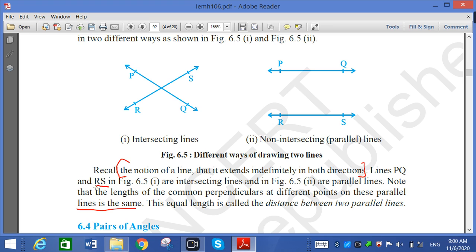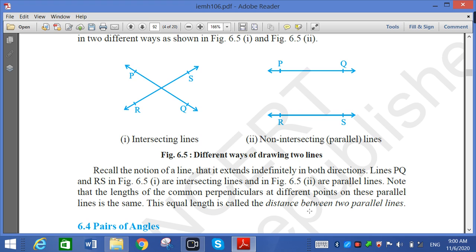The length of the common perpendicular at different points on these parallel lines is the same. This equal length is called the distance between two parallel lines.